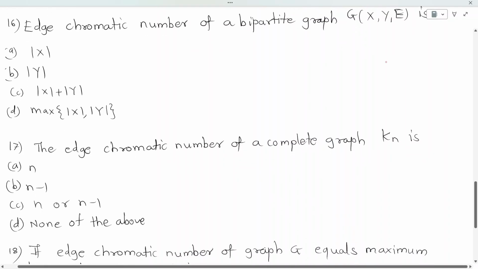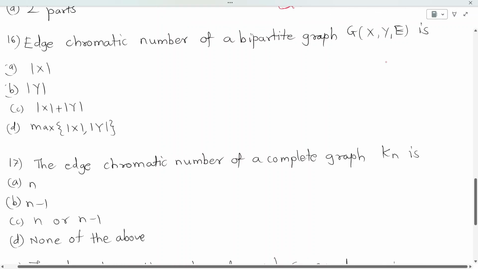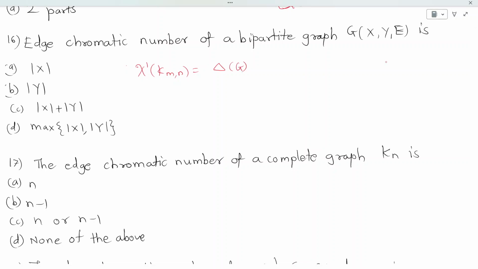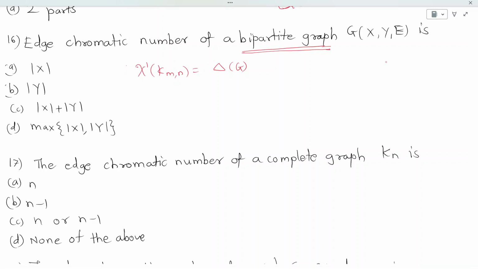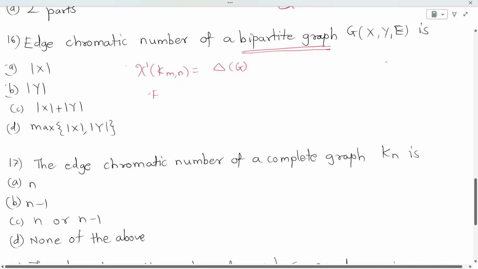Next objective is edge chromatic number of a bipartite graph (X, Y, E) is. Already we have discussed this example, chi dash of Km,n is equal to delta G. Instead of asking for Km,n, they have given a bipartite graph. Km,n is also a bipartite graph, but it is a complete bipartite graph. But for any bipartite graph G, the edge chromatic number chi dash of G is equal to the maximum degree of G.